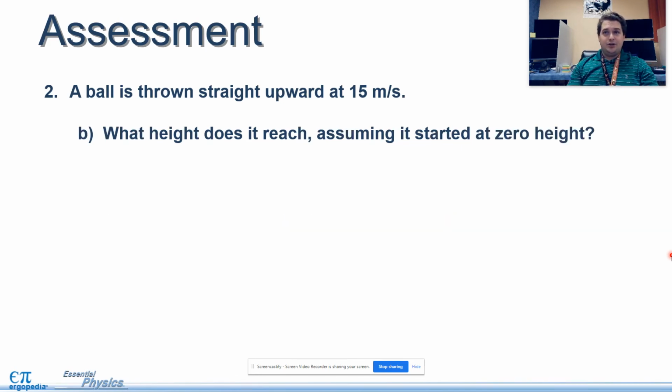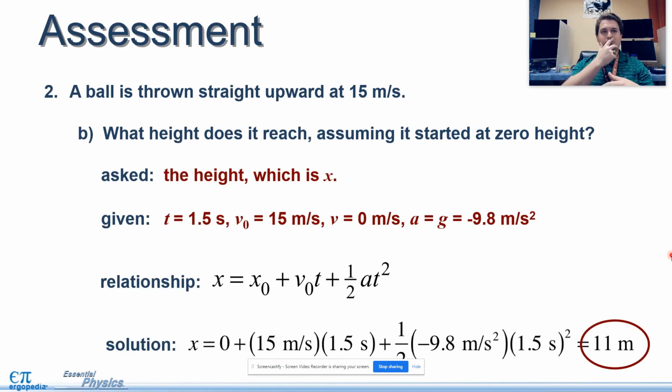What height does it reach, assuming it started at 0 height? Height. What variable is that? Position. We know the time it takes because we just did that. We know the initial velocity, 15. We know the velocity at the top is 0. We know gravity is negative 9.8. Now it's just plugging it in. Plug it in like a Glade plug-in. 0 here. 15 times 1.5, plus half times negative 9.8 times 1.5 squared. Don't forget that. Plug it in. 11 meters-ish.